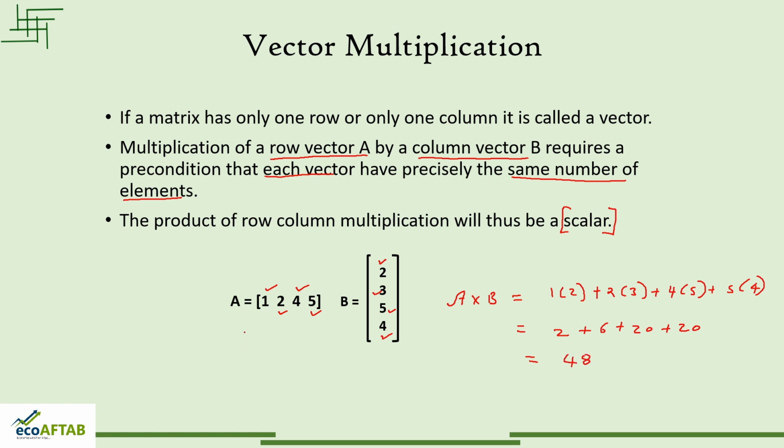So multiplying a row vector with a column vector is giving us a scalar. What do you mean by scalar? It is one number. This is what vector multiplication is, row vector and column vector. If you multiply, you get a scalar value.